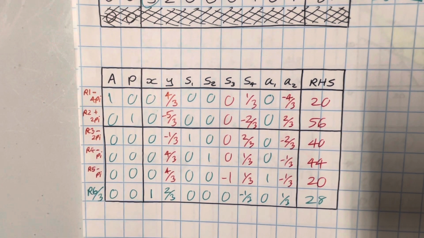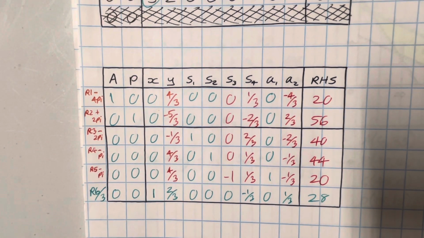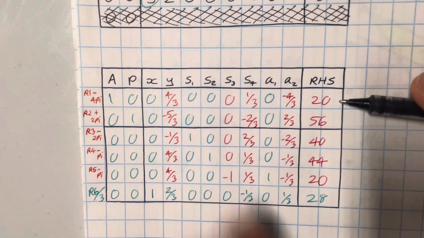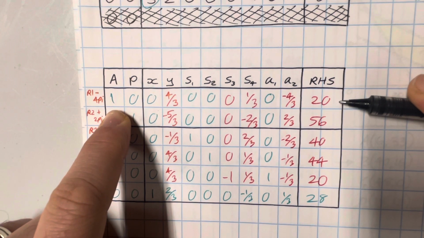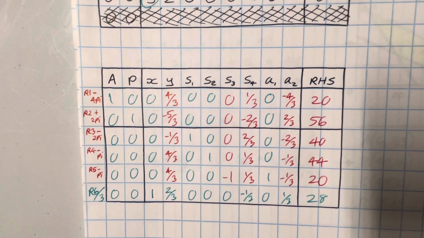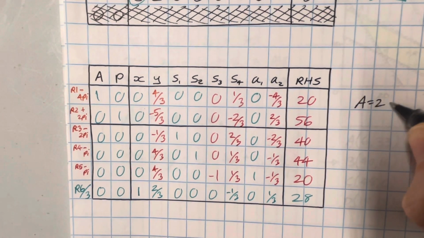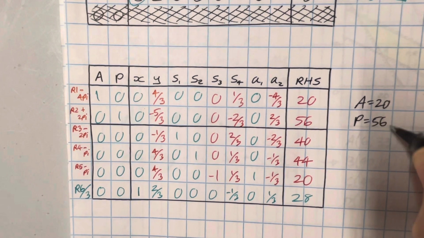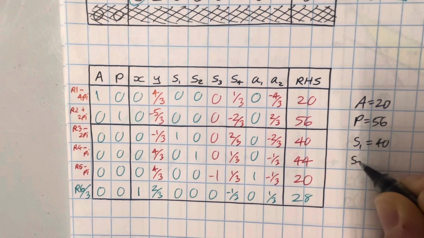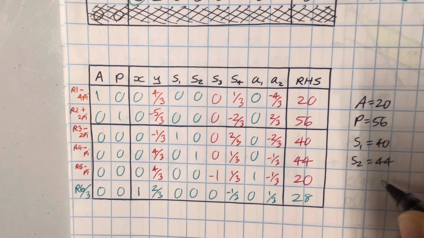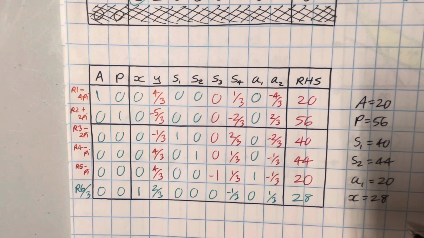Okay, so that's the first Tableau, the first iteration of two-stage Simplex. Now, we have not met the first objective because the A value is still positive. It's not 0 yet, so we are not yet in the feasible region. And if we pull the numbers from this table, we're going to end up with A is 20, P is 56, slack 1 is 40, slack 2 is 44, Artificial 1 is 20, and X is 28. Everything else is 0.